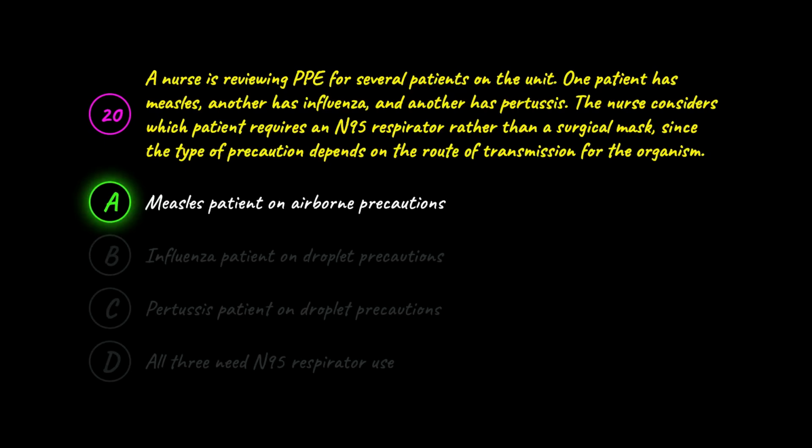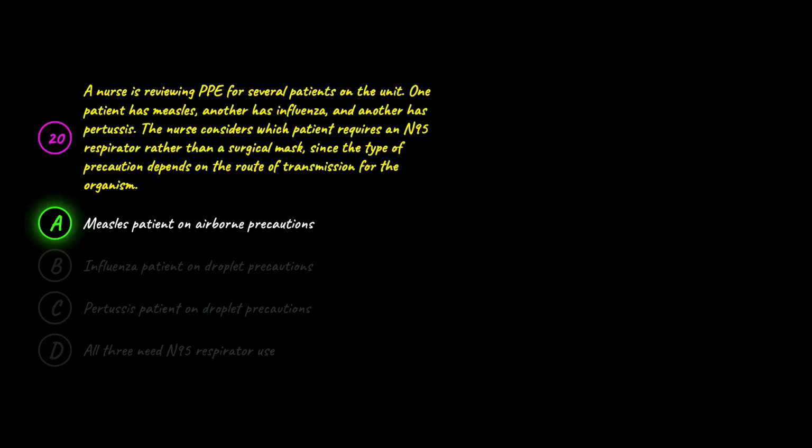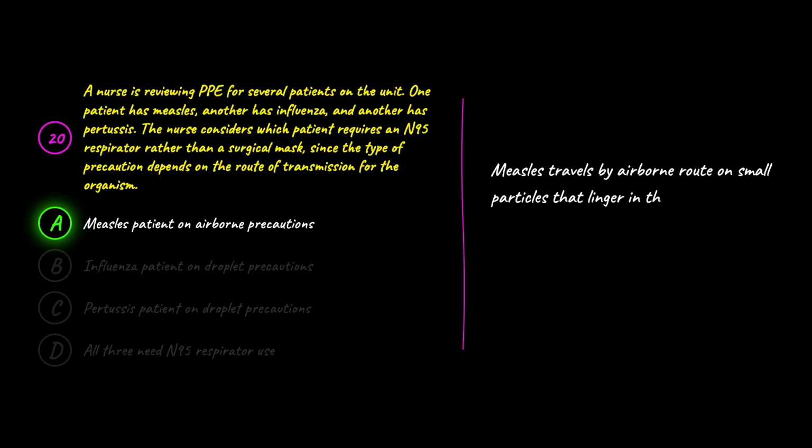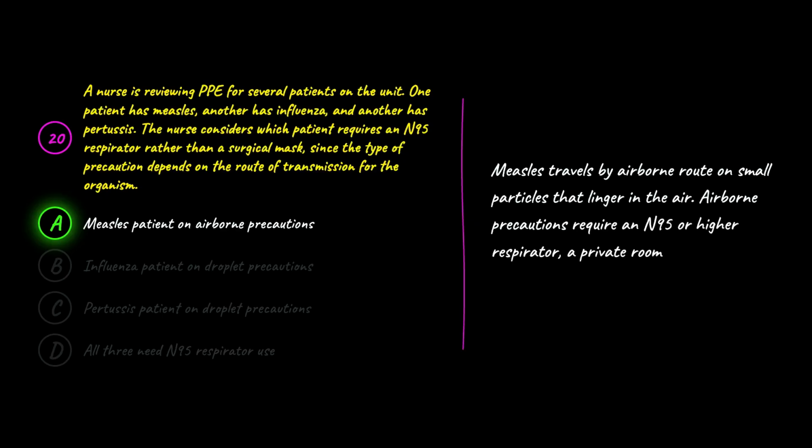The correct answer is A. Measles patient on airborne precautions. A is correct because measles travels by airborne route on small particles that linger in the air. Airborne precautions require an N95 or higher respirator, a private room with negative pressure, and limited unmasked entry into the room.